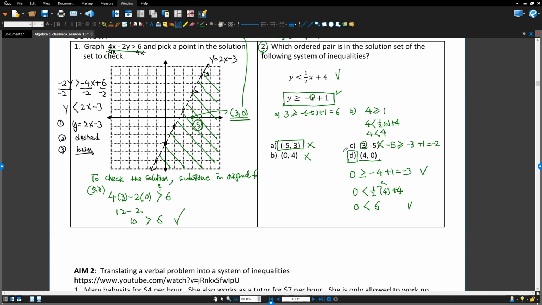It's okay to just substitute the point into the inequality. But in this case, it should satisfy both, okay, because that is a solution set. Any questions about this?